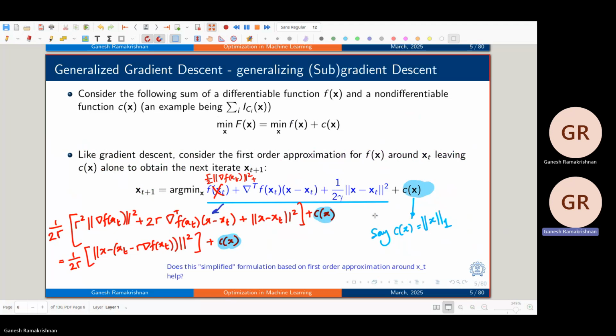Okay, so this is going to be 1 upon 2 gamma norm of x minus xt minus gamma gradient f(xt) norm square plus Cx. It's still a quadratic approximation.